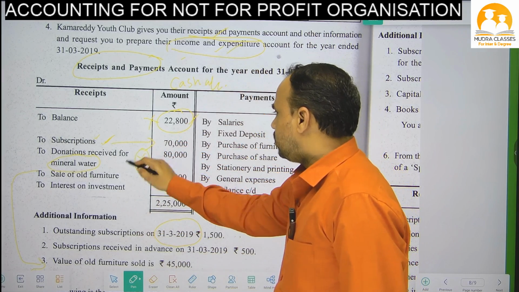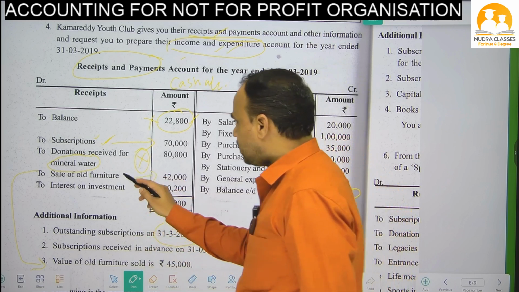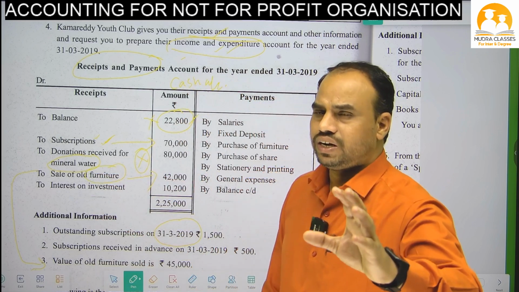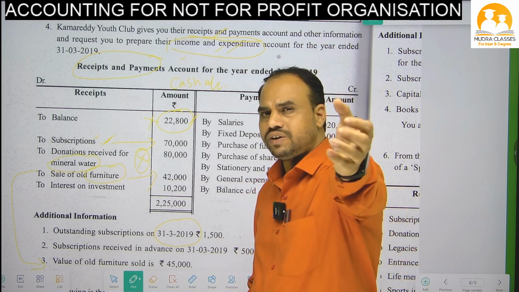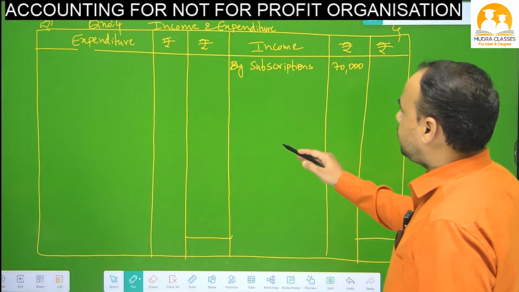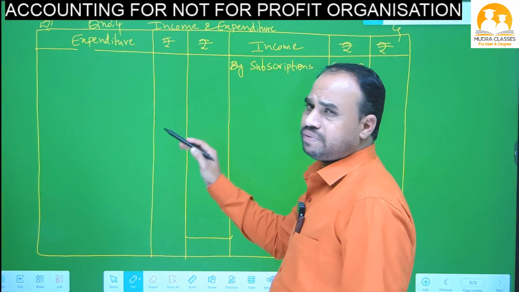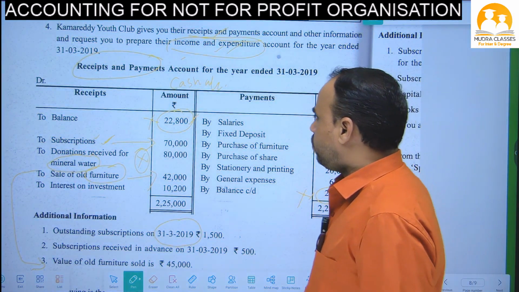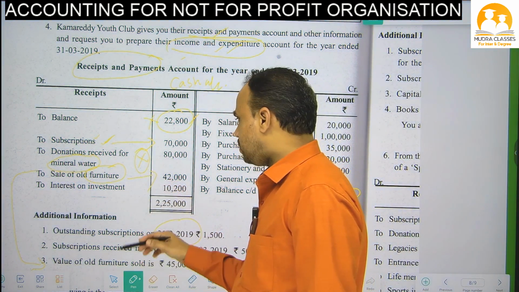Next one, sale of old furniture. Furniture is an asset. When you sell furniture, we will receive money. That one we will not write in the income and expenditure account. Already I told you, when assets are purchased or sold, we will not record them in the income and expenditure account. In the previous video I said this clearly. So the sale of furniture we will not write here, beta, because it is cash coming into the business.